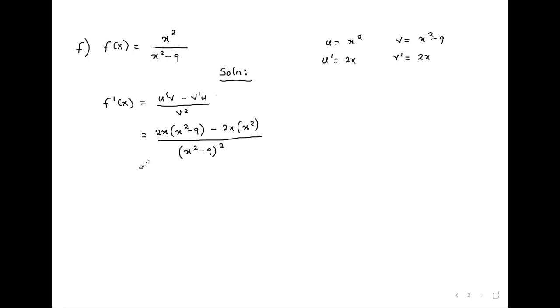So we can simplify the numerator. We'll have 2x to the power 3 minus 18x minus 2x to the power 3, everything over x squared minus 9 squared. And then we get back to f prime. So here we can see that this and that one can cancel. So this can be simplified as negative 18x over x squared minus 9, everything squared.